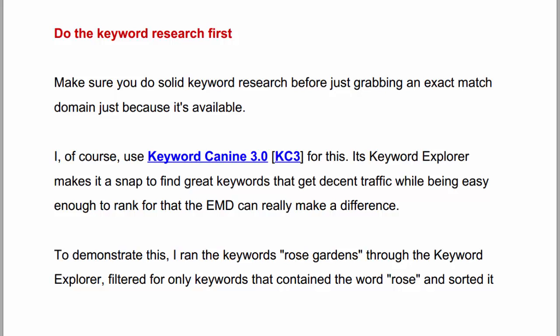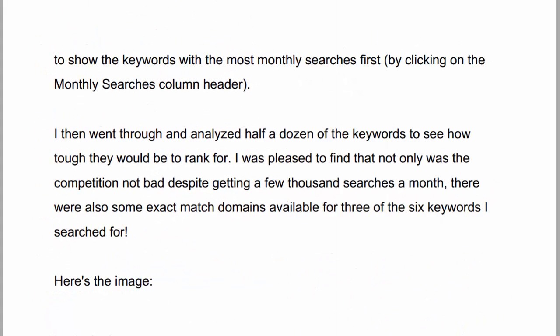To demonstrate this, I ran the keywords Rose Gardens through the Keyword Explorer, filtered for only keywords that contained the word rose, and sorted it to show the keywords with the most monthly searches first by clicking on the monthly searches column header. I then went through and analyzed half a dozen of the keywords to see how tough they would be to rank for. I was pleased to find that not only was the competition not bad, despite getting a few thousand searches a month, there were also some exact match domains available for 3 of the 6 keywords I searched for.